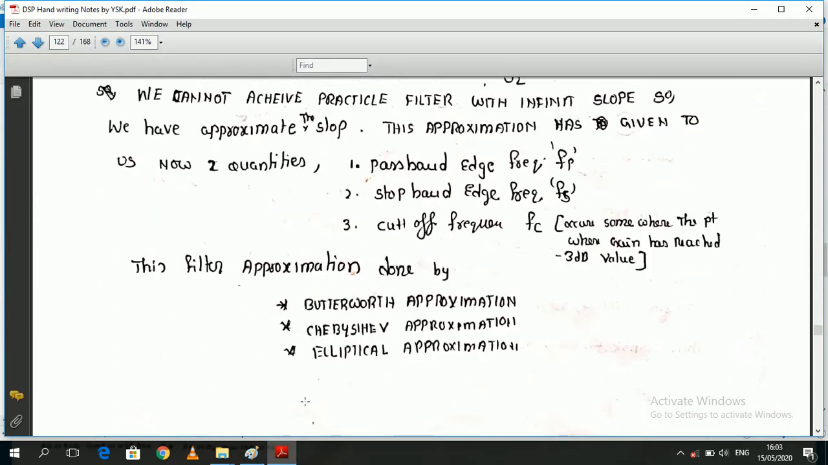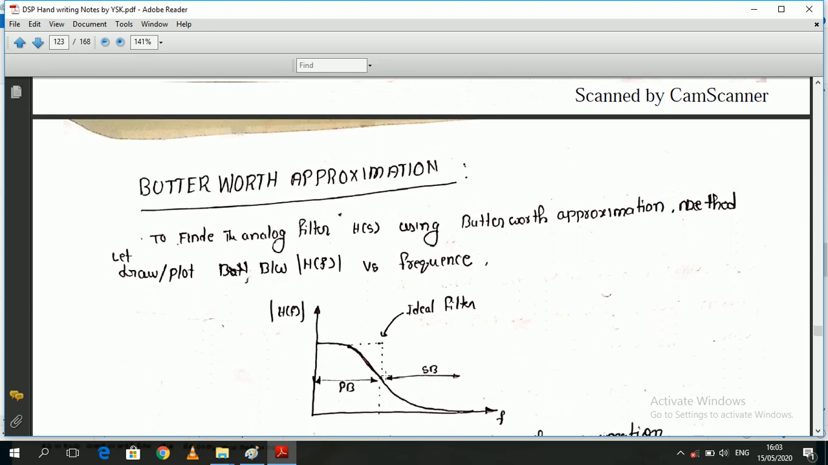So what are the approximation methods? Butterworth approximation, Chebyshev approximation, elliptical approximation method. In this video, I'm going to explain only Butterworth approximation. Chebyshev approximation will be explained in further classes. Now come to the point, Butterworth approximation.